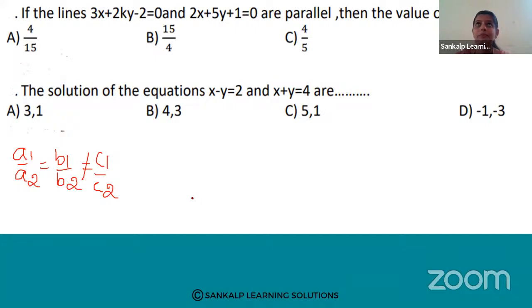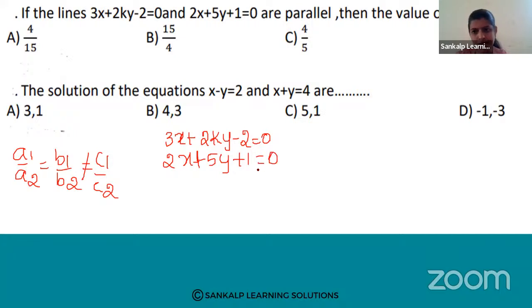How do we solve this? See, first write the equations. 3x plus 2ky minus 2 equal to 0, right? Another equation is 2x plus 5y plus 1 equal to 0, right? So, first compare the ratios. A1 divided by A2. What will you get?